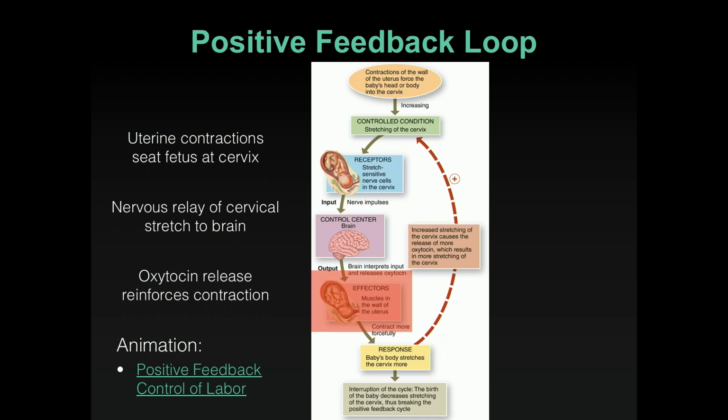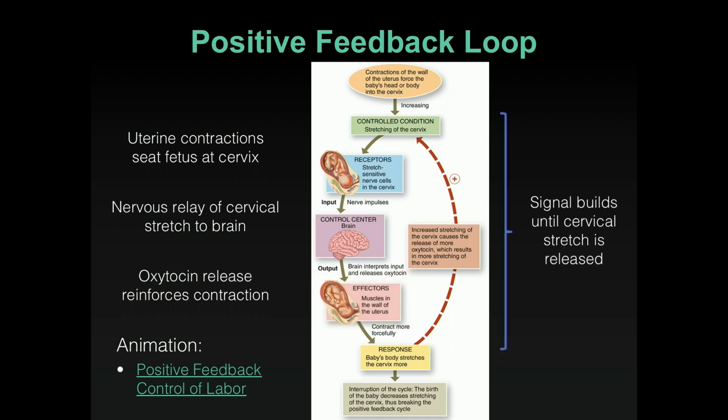That process feeds back on itself, magnifying every time the cycle completes until the stretch isn't there. Until the stretch is released, removed somehow. Usually, that is birth of the baby. Baby is born, exits the birth canal, stretch no longer registers. The positive feedback loop disengages. Much less common in the body. Positive feedback loops are much less common.